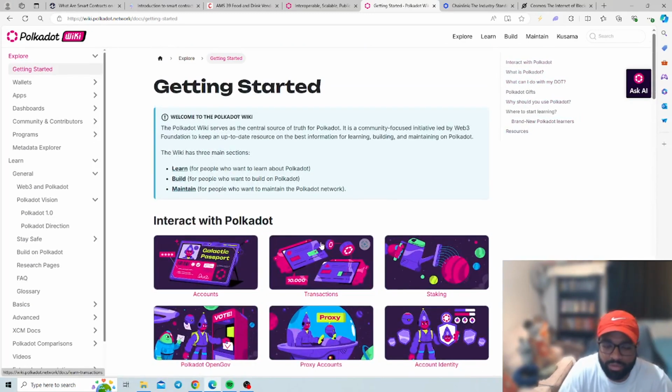Different accounts, staking, proxy, identity. But I want to get super deep. Like I said, it's a general overview.